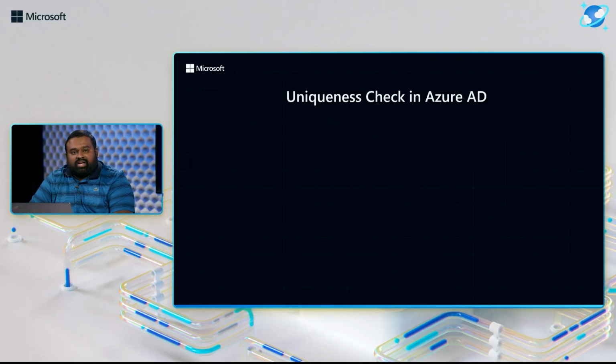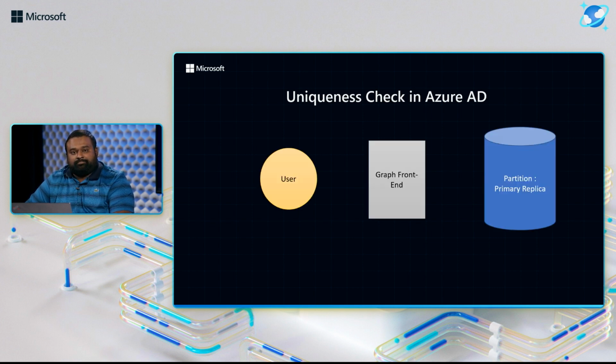Now that I've given you a background into Azure AD and Azure AD B2C, let's go into the problem statement. In the Azure AD schema, we have objects that have unique properties, and that means these objects need to have these properties unique across a tenant. This is how we do uniqueness checks in Azure AD.